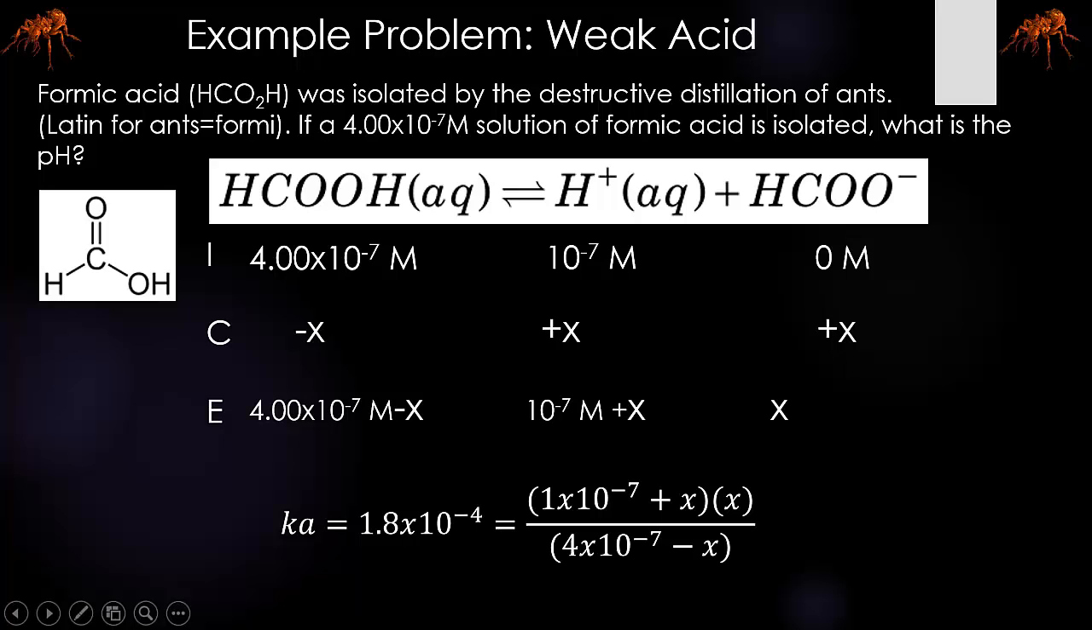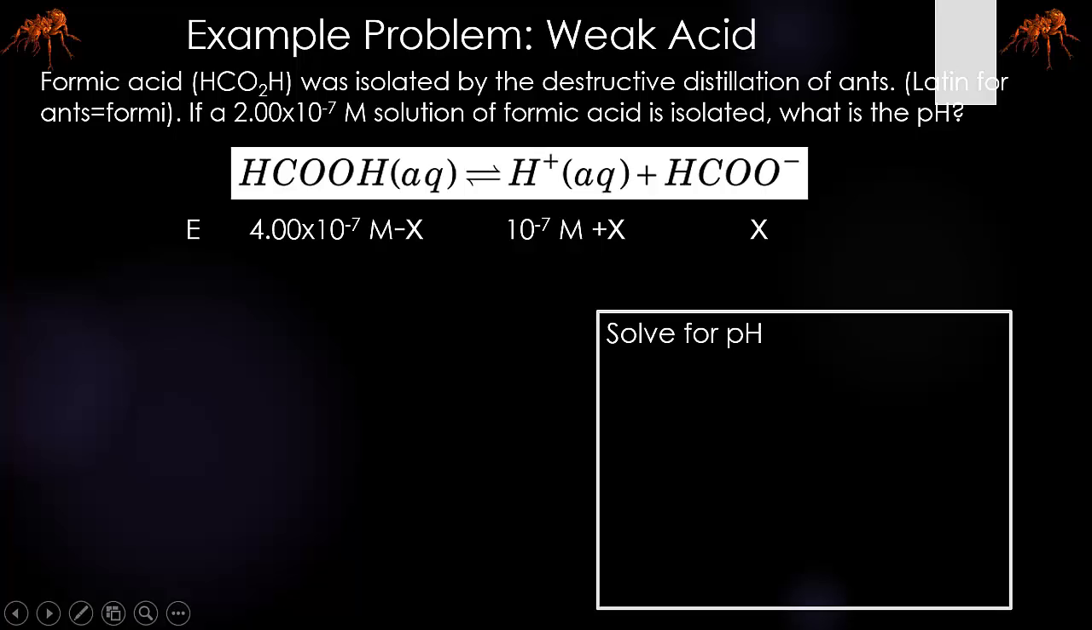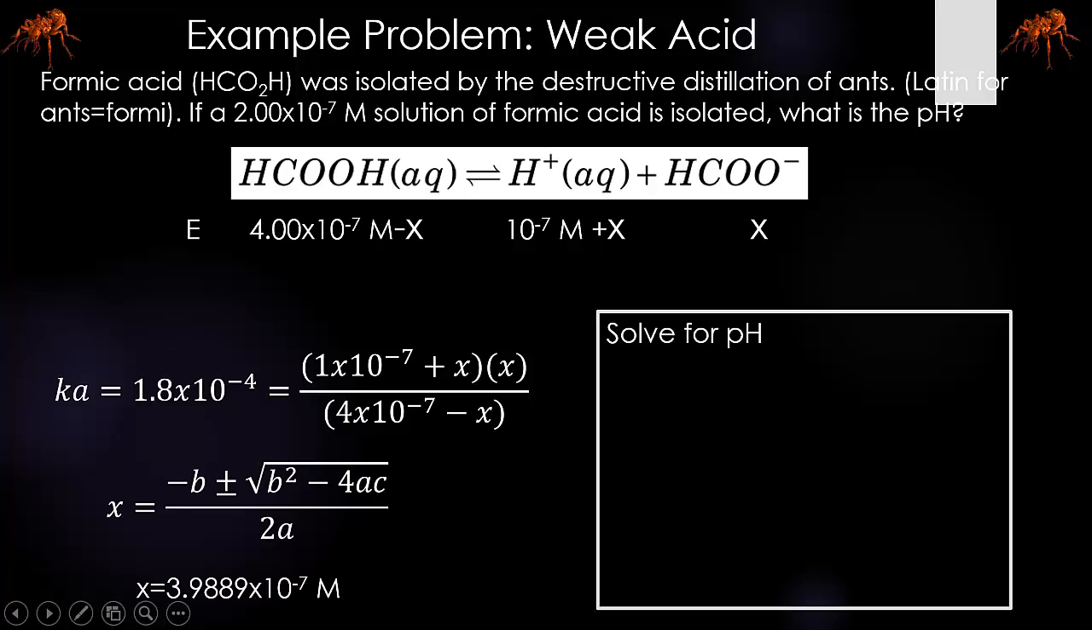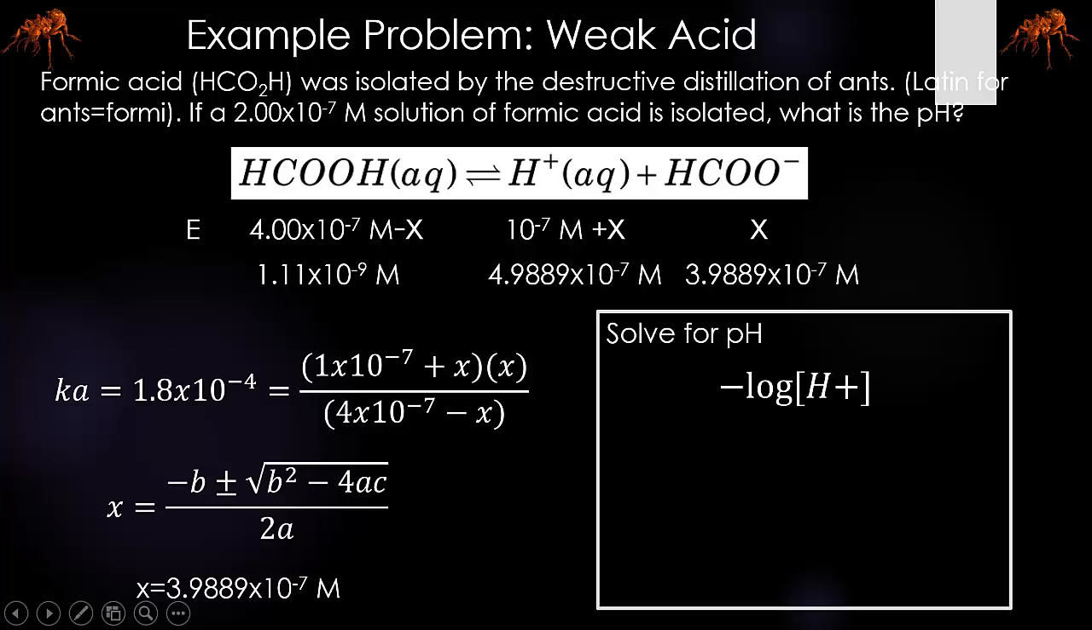Note, however, that none of our assumptions can be made. We must leave all the x's in our Ka equation. Now that we have our equation, we can solve for x using the quadratic formula and fill into the ice chart. I'll leave it to you to do the algebra. Then using the equation for pH, solve for pH, just as we did before.